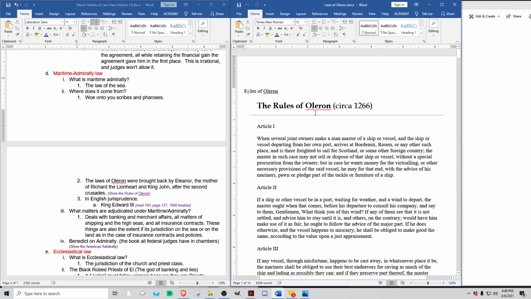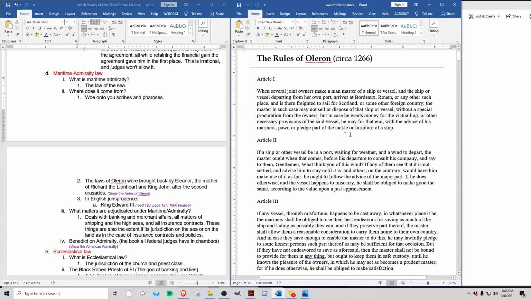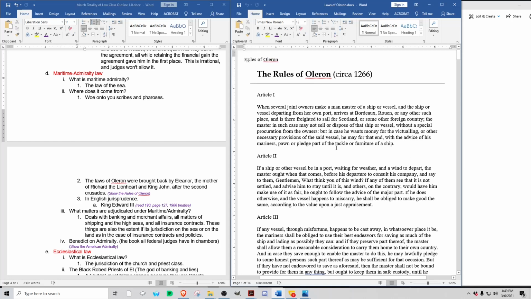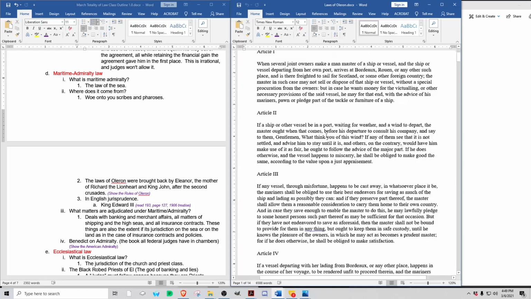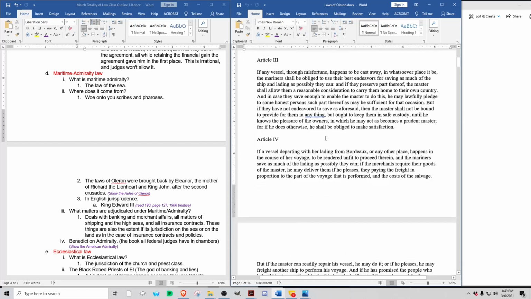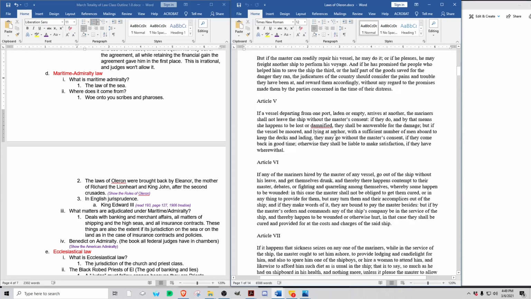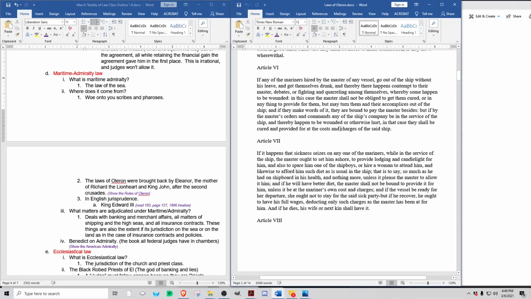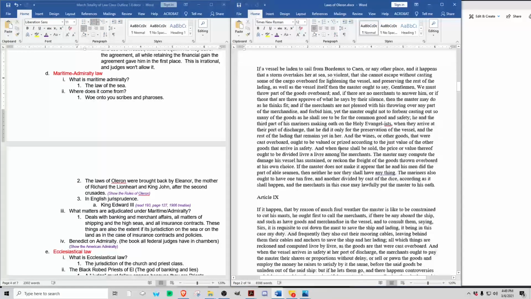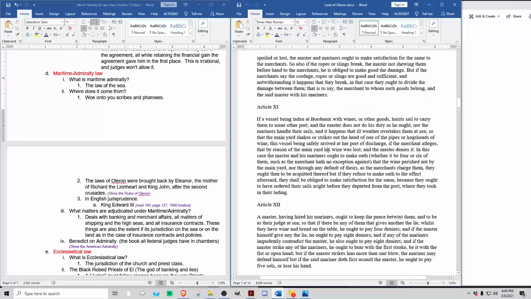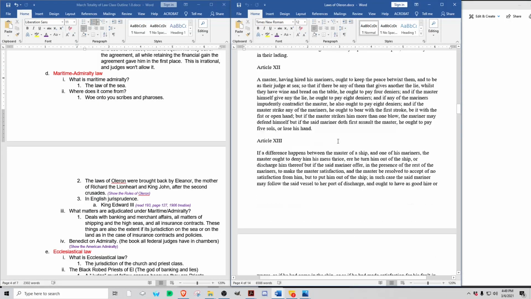The rules of Oleron, it says 1266, right? This was eventually what the guy who solidified the Maritime Admiralty Court, as I told you about, King Edward III, based it upon. I'm not going to read these, but it is an interesting read as to what the Maritime Admiralty looked like in 1266. It deals a lot with the rights of ship owners, the rights of the seamen, how to handle the vessel, repairs of the vessel, sickness of the mariners, cargo, what you can and can't do with the cargo, and things like bills of lading and what the masters have to do, and so on.